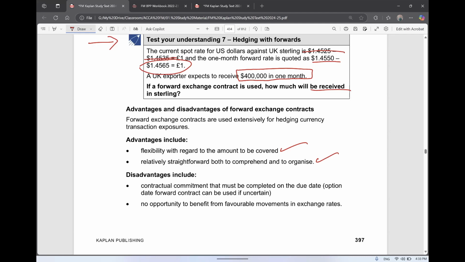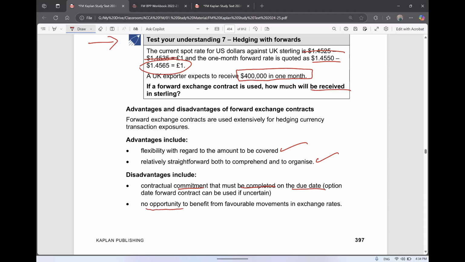Drawback: contractual commitment that must be completed on the due date. Let's say we made a contract with a bank that we are receiving $2 million from a customer. What if the customer delays the payment for a few days? But you must fulfill the contract on the same day. So the chances of default also exist here.